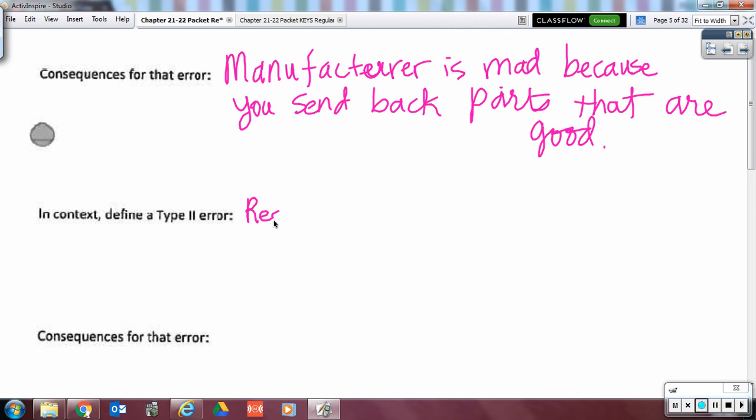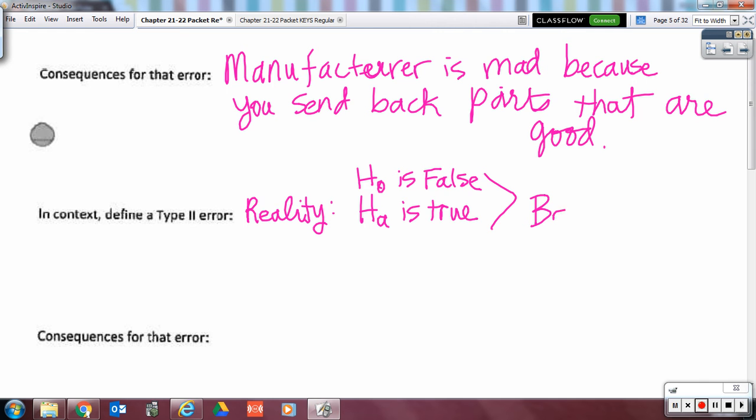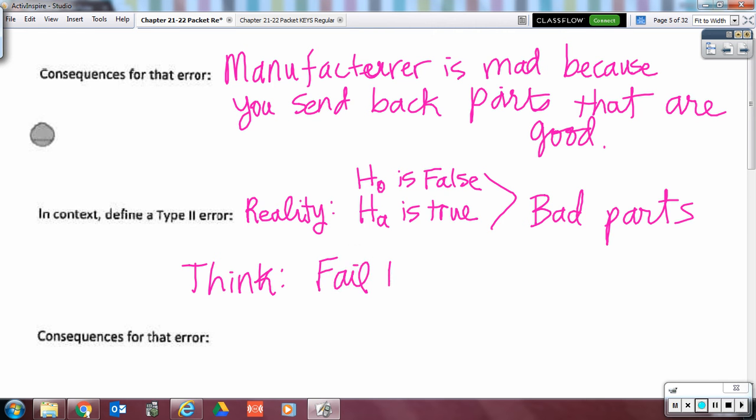So the reality is, I actually like to say HA is true, not the alternative. HA is true because the H0 is false. So the reality is, I have got bad parts. But what do I think? I fail to reject. So I do not reject the bad parts.